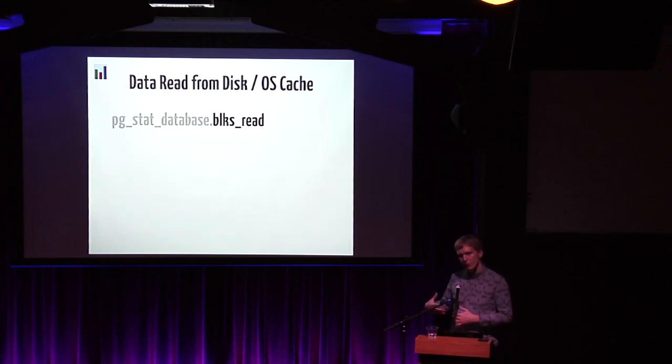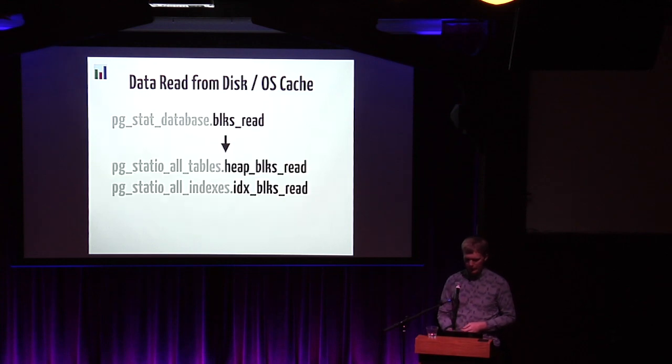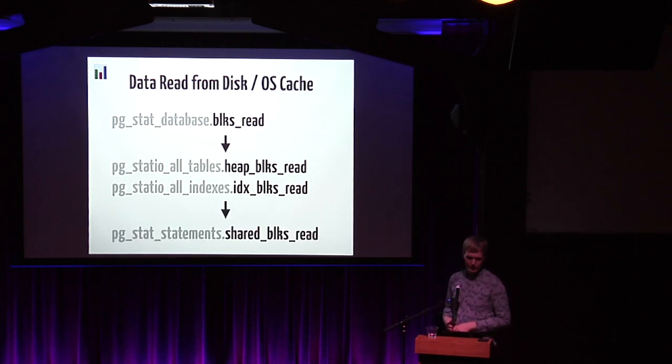Once we go into Postgres, what are the things that we always have available? So we always know what data is being read from the disk or the OS cache. So we can look at database blocks read. We can look at the heap blocks and index blocks read. And then in pg_stat_statements, again, we could also look at the shared blocks read. This is actually a somewhat useful counter. It doesn't tell you how long it took. So if it's really fast, it could be from the OS cache, but you don't see that here.